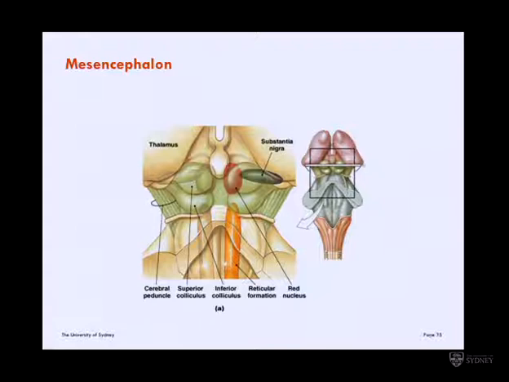So this system, starting at the red nucleus, is called the rubrospinal system, because it starts at the red nucleus and travels down to the spinal cord. Rubrospinal system. It's very important in subconscious control of movement. And some believe that this particular system might be involved in the conscious control as well, although, once again, the jury's out on that.